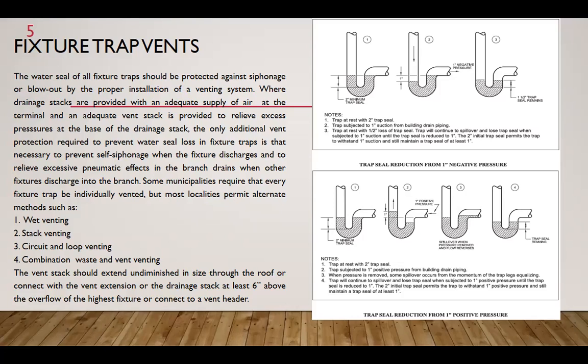The only additional vent protection required to prevent water seal loss in fixture trap is that necessary to prevent self-siphonage when the fixture discharges and to relieve excessive pneumatic effect in the branch line when other fixtures discharge into the branch. Some municipalities require that every fixture trap should be individually vented, but most localities permit alternate methods such as 1) wet venting, 2) stack venting, 3) circuit and loop venting, 4) combination waste and vent venting.